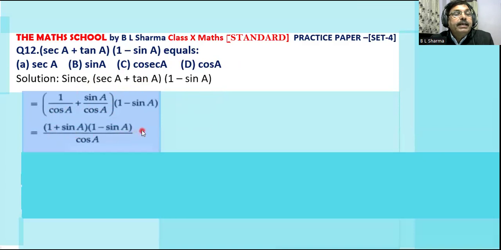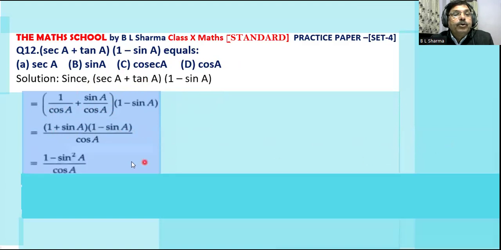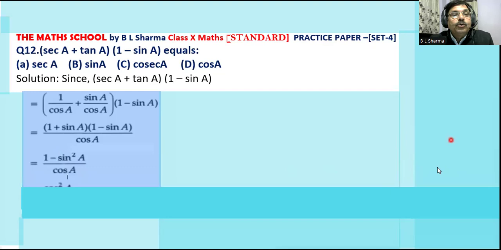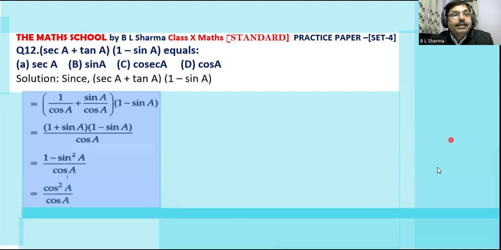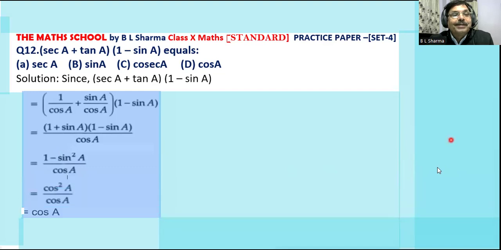Now 1 plus sin A into 1 minus sin A, that is 1 minus sin square A upon cos A. But 1 minus sin square A is equal to cos square A. So cos square A upon cos A, that is cos A. So what is the answer? B is the correct option.